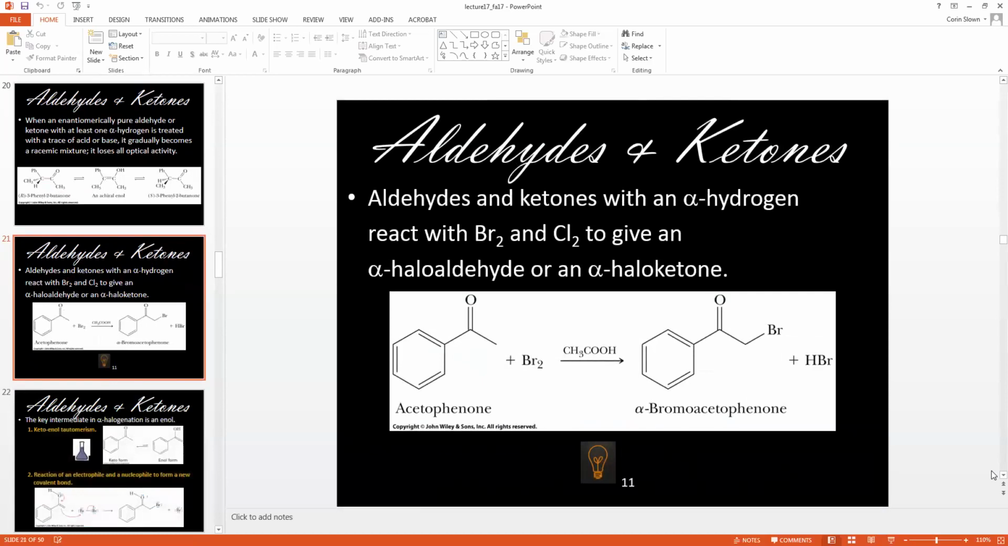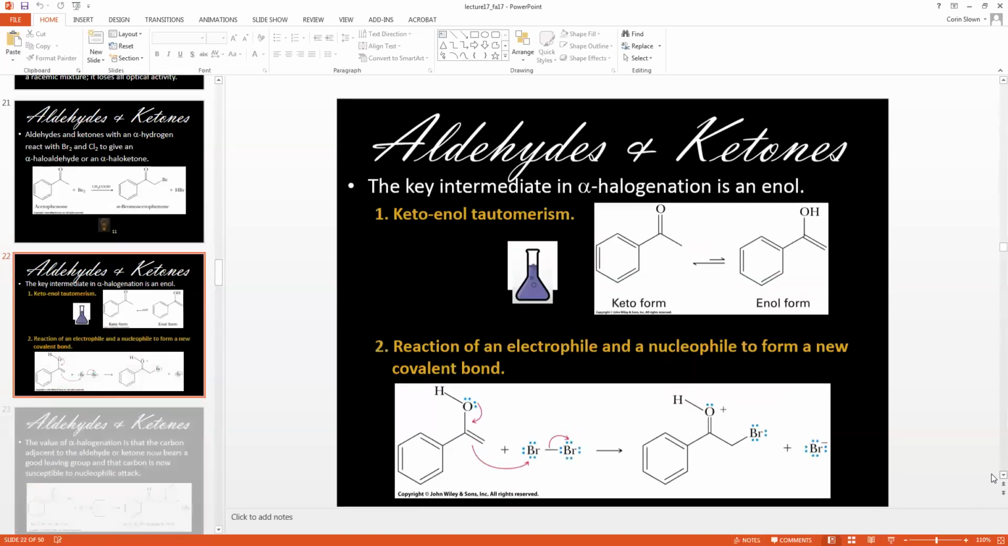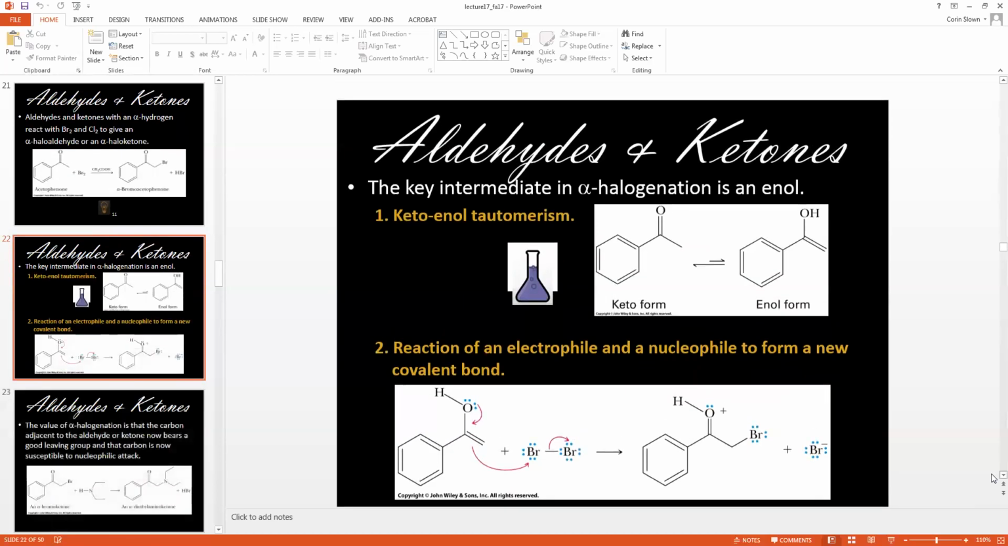Aldehydes and ketones that have an alpha hydrogen can react with Br2 and Cl2 to give alpha haloaldehydes or alpha haloketones. That's a reaction that's shown here. We're going to step through that mechanism. The first step is the formation of the keto enol. This is what's referred to as tautomerism, where I have my keto form and my enol form, and at any given time my molecule can exist in either of these forms.